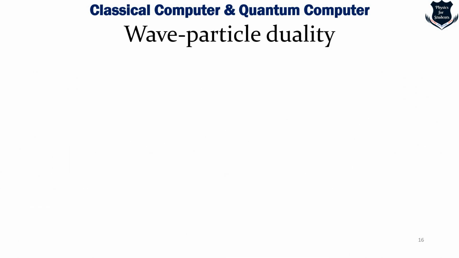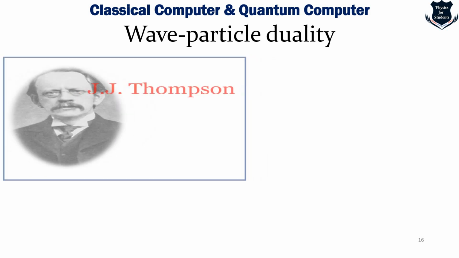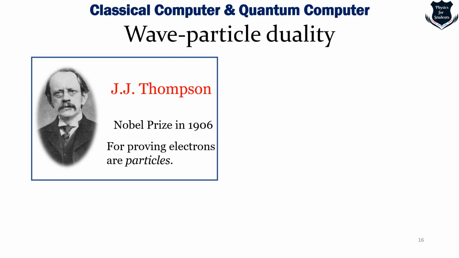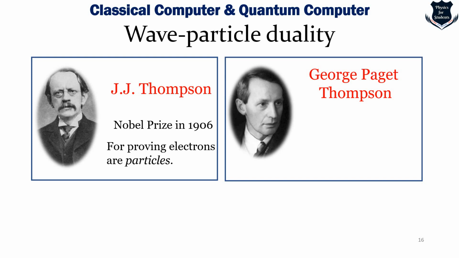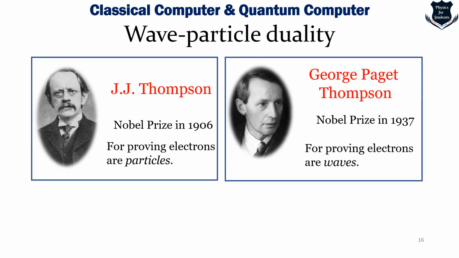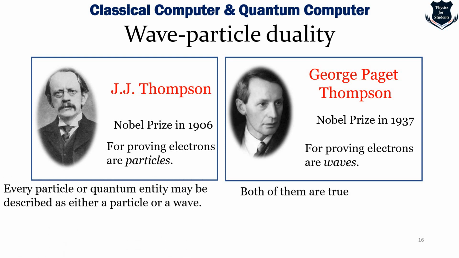Okay, so there is also something called wave-particle duality. That means the particle as well as wave. And we know that J.J. Thomson actually won the Nobel Prize in Physics for proving electrons are particles. A few years later, his son George Paget Thomson in 1937 proved that electrons are waves. You see, the father is proving electrons are particles and the son is proving electrons are waves. The question is, which one is true? And the answer is both of them are true. Every particle or quantum entity may be described as either a particle or a wave.